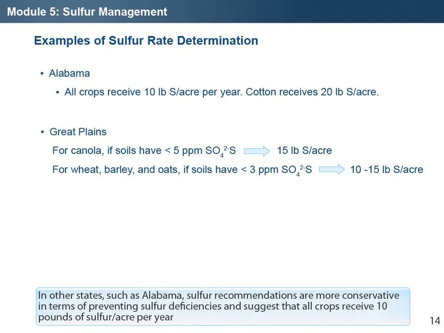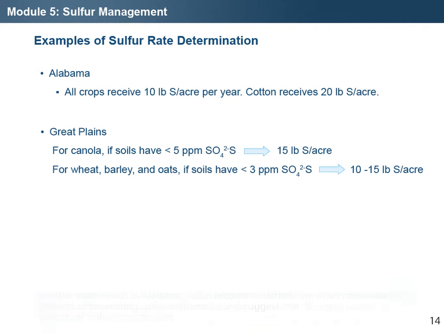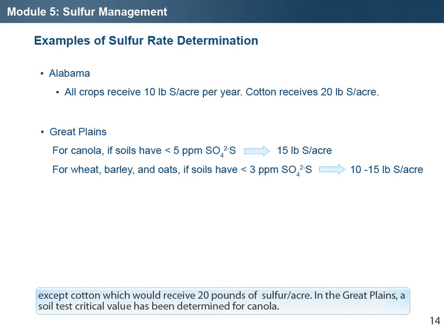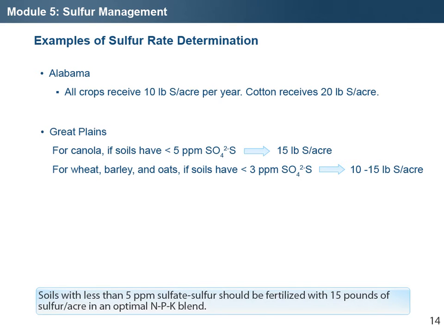In other states, such as Alabama, sulfur recommendations are more conservative in terms of preventing sulfur deficiencies and suggest that all crops receive 10 pounds of sulfur per acre per year, except cotton, which would receive 20 pounds of sulfur per acre. In the Great Plains, a soil test critical value has been determined for canola. Soils with less than 5 parts per million sulfate sulfur should be fertilized with 15 pounds of sulfur per acre in an optimal NPK blend.